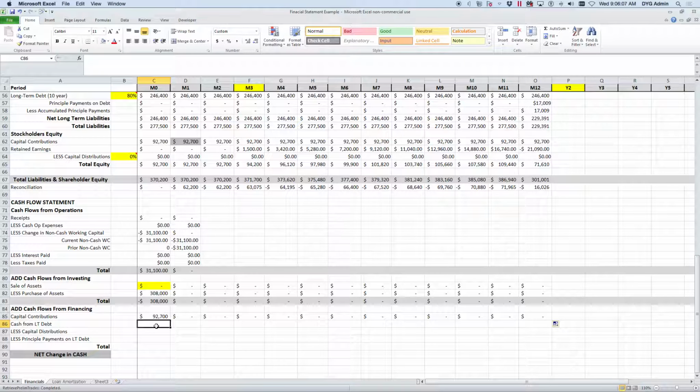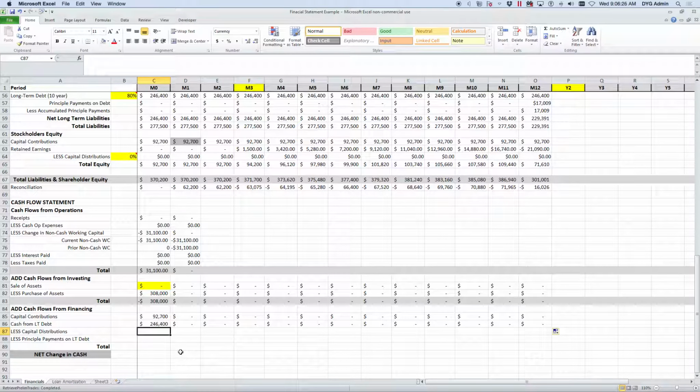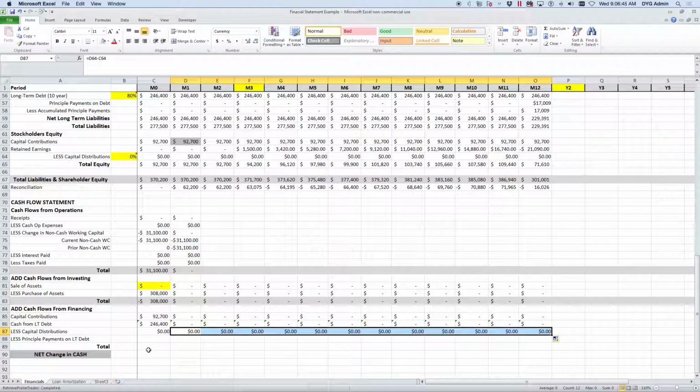Cash from long-term debt, same sort of strategy. We're going to say, okay, well, long-term debt, we went out and got this much, and then it equals this much minus this much. We didn't go get more. Less capital distributions. So that would be equal to this, total capital distribution, and then again equals this minus this, because that's an accumulated balance sheet number. You can see you're getting a theme here.